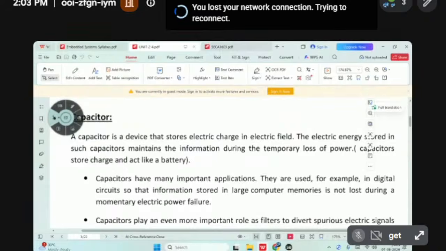So it will take more and more time to rotate the fan. So that is the intention of the capacitor. Capacitor is a device that stores the electric charge in the electric field. The electrical energy stored in such capacitors maintains the information during the temporary loss of power. Capacitor stores charge and it will act as the battery. Note down this point.